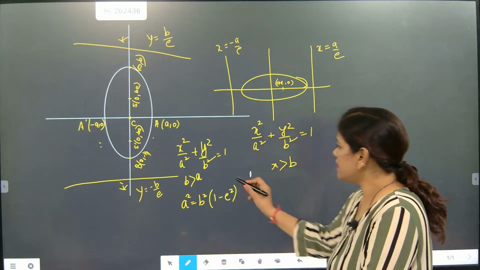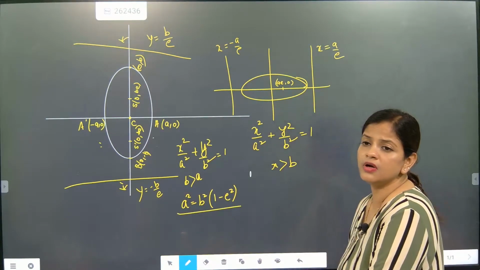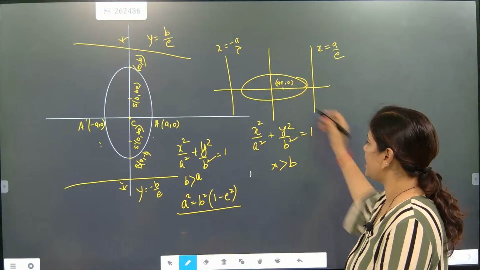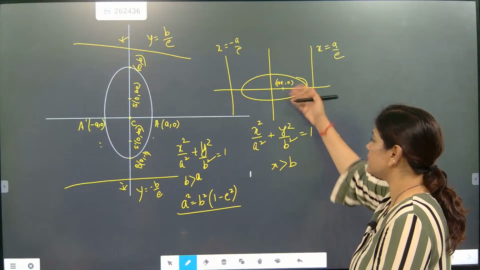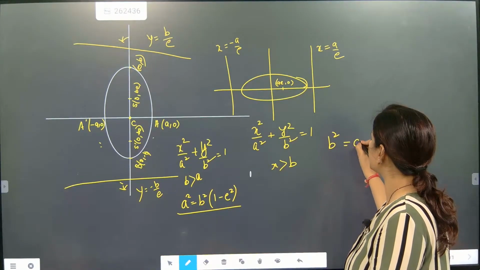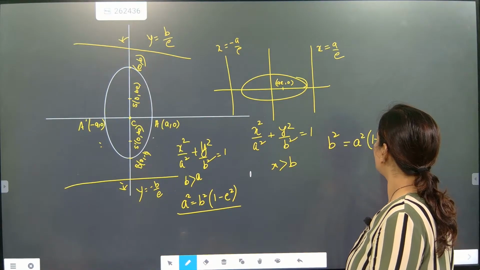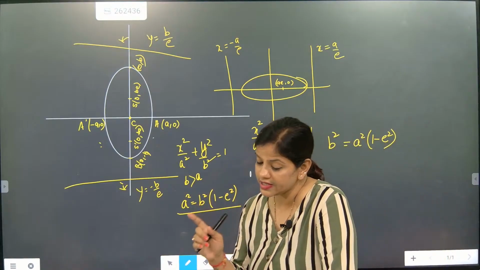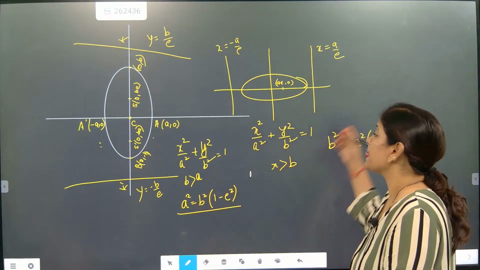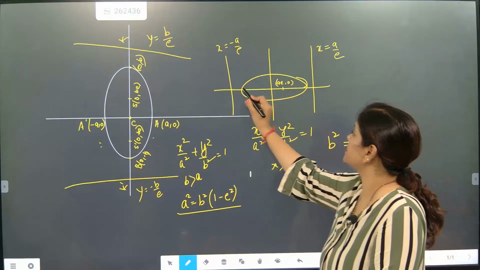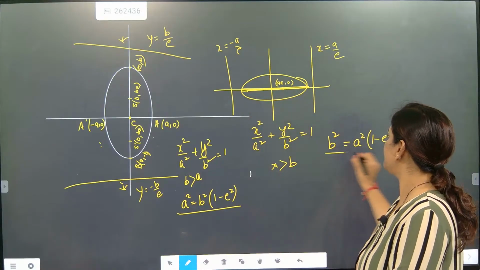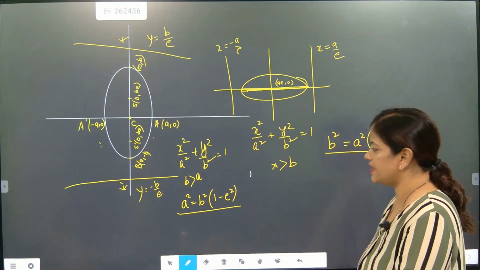Understood? So here the equation is a square equals b square into 1 minus e square. And for the major axis of the ellipse resting here, it is b square equals a square into 1 minus e square. So this is the difference in the location. Always remember, when the major part of the ellipse is resting on the x-axis, there b square is equal to a square 1 minus e square.